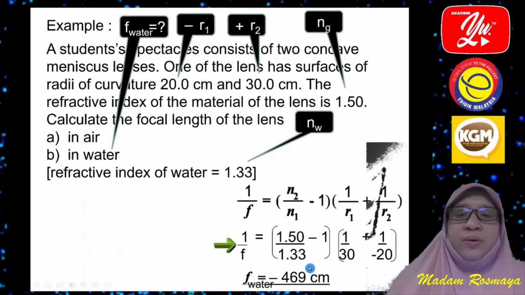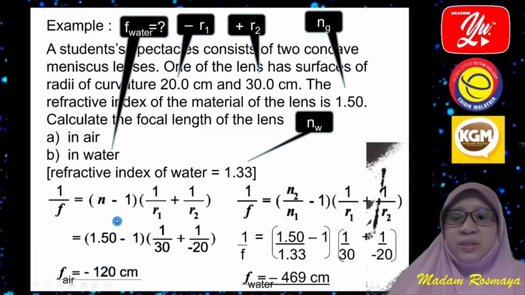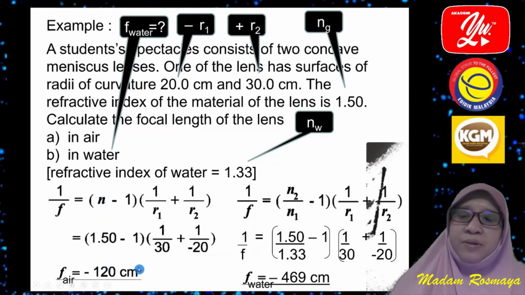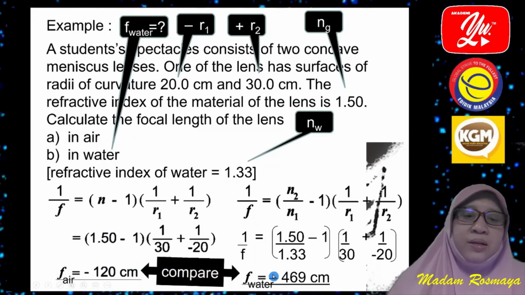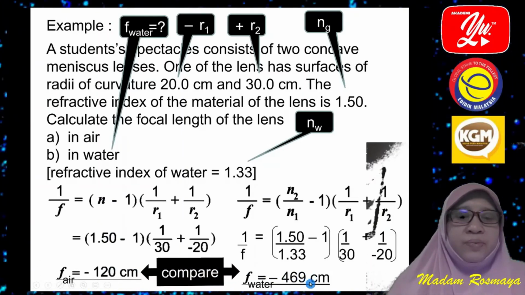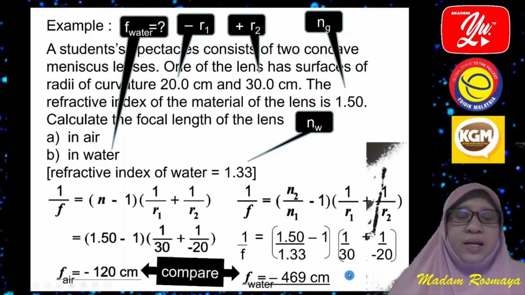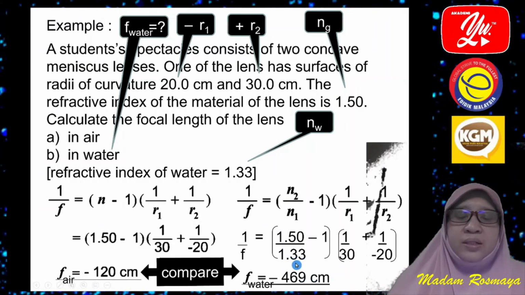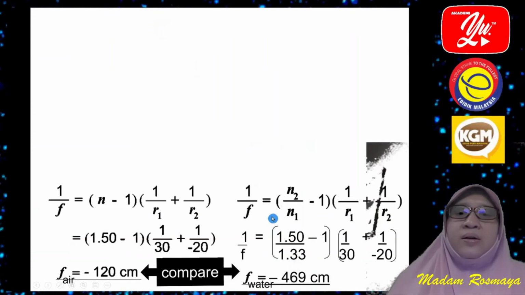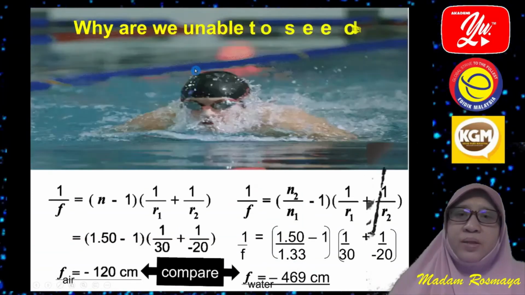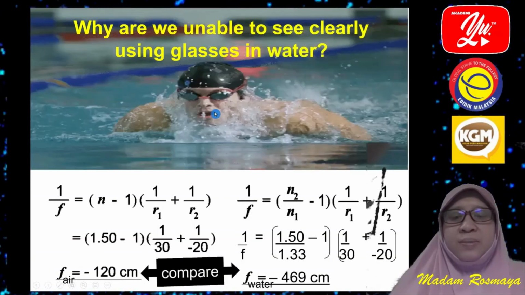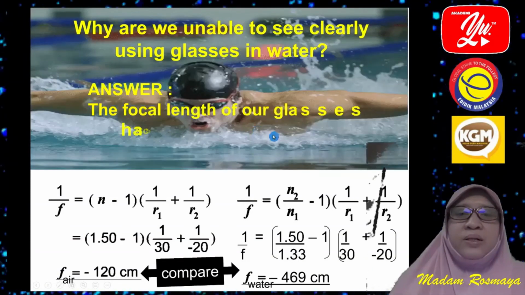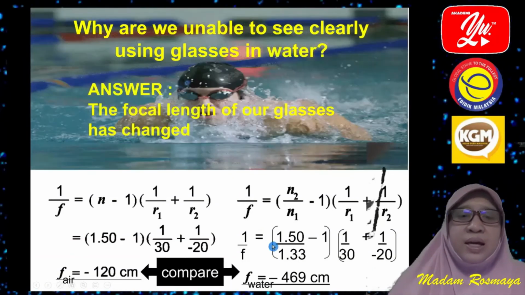So you compare with the previous calculation. This is f in air, negative 120. Then in water, it changed to negative 469. So this is the reason why we are unable to see clearly using glasses in water. This is the main reason, because the focal length of our glasses has changed.